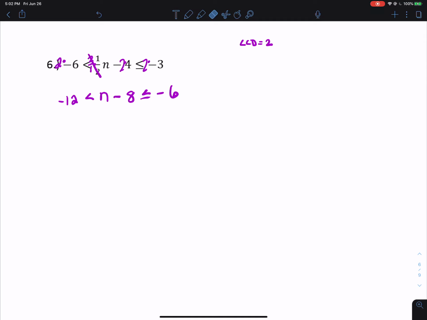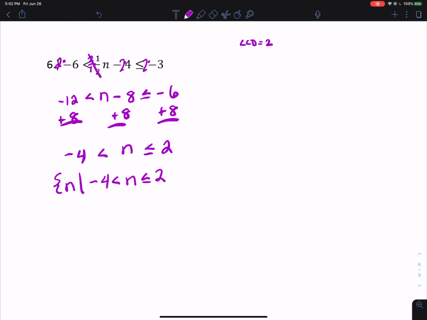Now we need to get that n by itself, so I'm going to undo that subtraction with addition. When I add 8, I have to be sure to add 8 to all three pieces. So that's going to give me negative 4 is less than n, which is less than or equal to 2. This is already in order from smallest to biggest, so I can write it in set builder notation. I solved for n, and I have it in order from smallest to biggest.